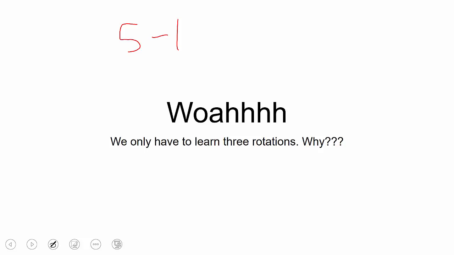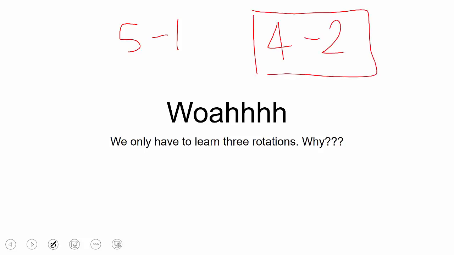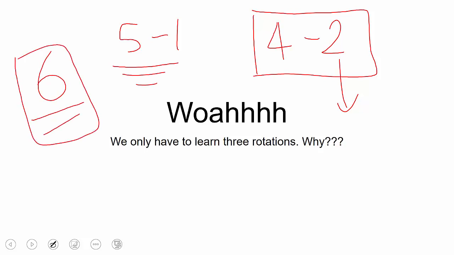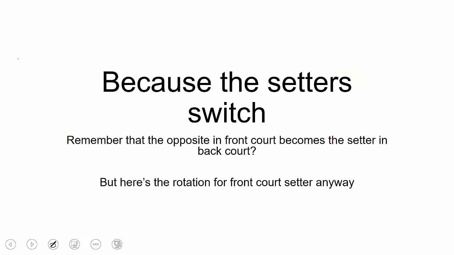Okay, this may be a bit confusing, but this actually applies more to a 4-2. Sorry, I meant to say 4-2 because we have 2 setters. If we were playing a 5-1, we would have to learn 6 rotations, which is double. But for a 4-2, the answer is that the setter switches. So when the opposite gets to backcourt, then the setter becomes the opposite. So you see the opposite here. The opposite comes to backcourt.